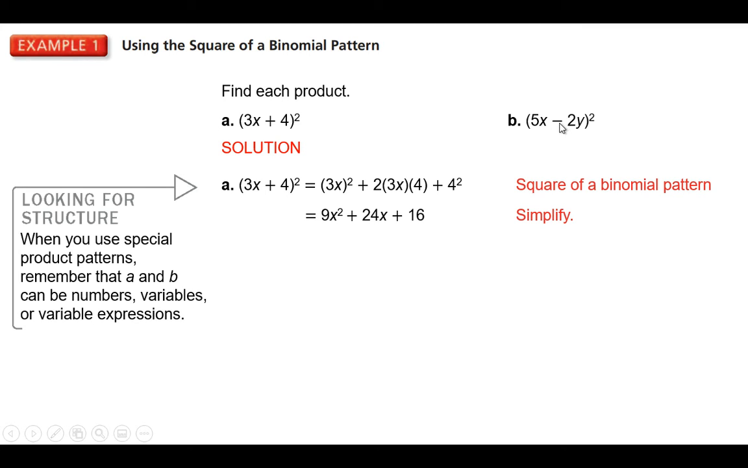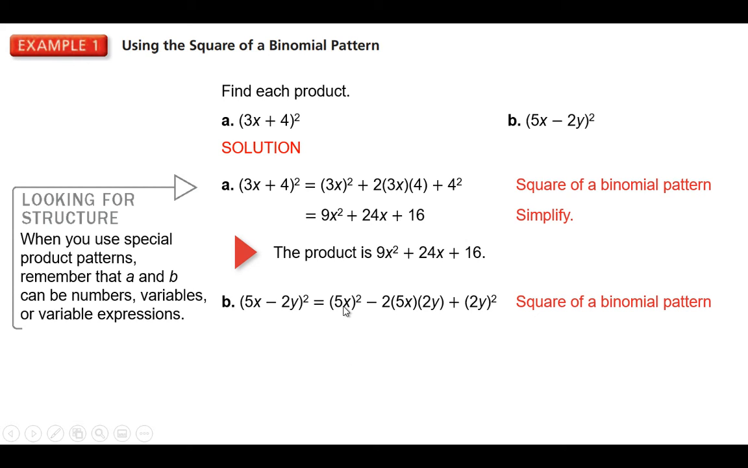If we look over here, we have a difference now. When we have that subtraction sign with a square, the middle 2AB term becomes negative. If we square this, we get 25x squared. Then we do 5 times negative 2, which is negative 10, times 2 is negative 20. Then we square the end, 2 squared and y squared. So we end up with 25x squared minus 20xy plus 4y squared.